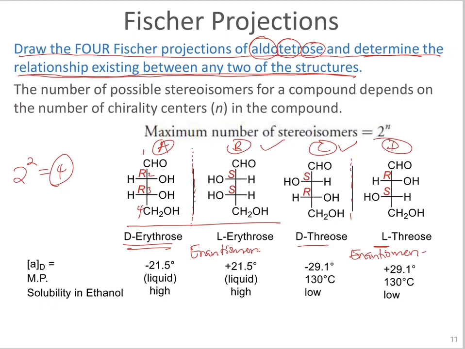Now, in this case, we have S and S, then S and R. So that means these molecules are not going to be superimposable mirror images. Anytime we do not have a superimposable mirror image, then it means we can either have an enantiomer or a diastereomer. So these are going to be diastereomers because there's no mirror image between those two. So for B and C, they are going to be diastereomers.